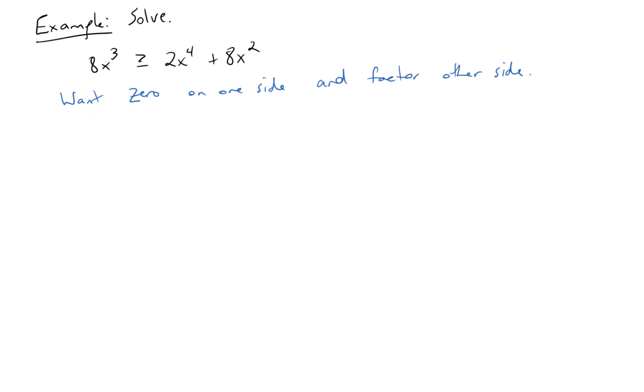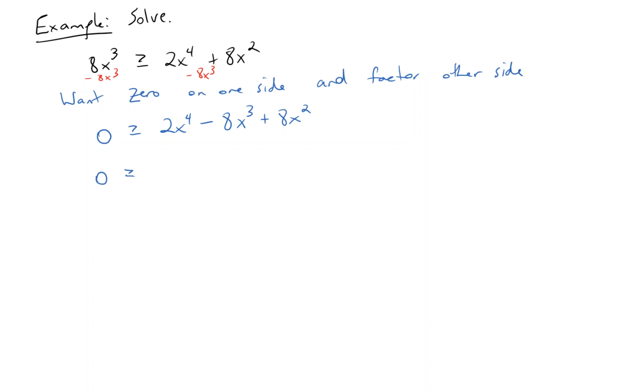So what we'll do is we'll subtract, let's see, here's the highest term, 2x to the fourth. So we want to maybe leave it on the right, and we'll subtract the 8x cubed over. So if I do that, I'll get 0 on the left, and on the right, I'll get 2x to the fourth minus 8x cubed plus my 8x squared. So all I did was subtract 8x cubed from both sides. Notice that on the right side I put it in descending order. That makes it easier to factor.